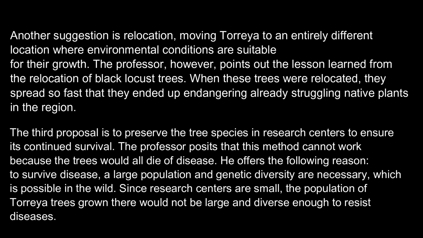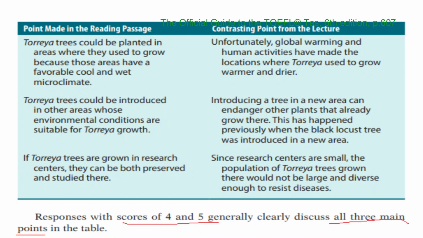The professor posits that this method cannot work because the trees would all die of disease. He offers the following reason: to survive disease, a large population and genetic diversity are necessary, which is possible in the wild. Since research centers are small, the population of Torreya trees grown there would not be large and diverse enough to resist diseases. Now let's compare this exemplary essay with the sample essays provided by the ETS.